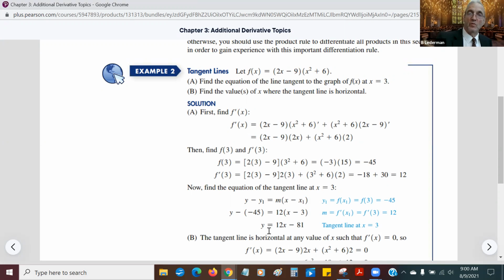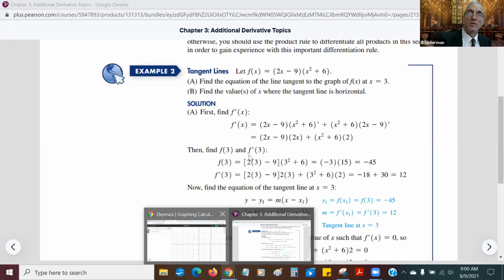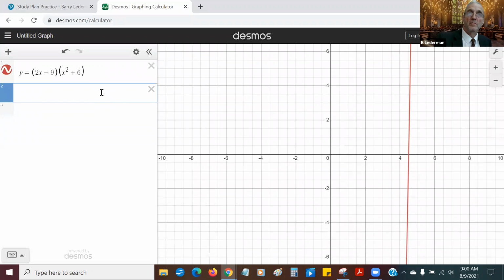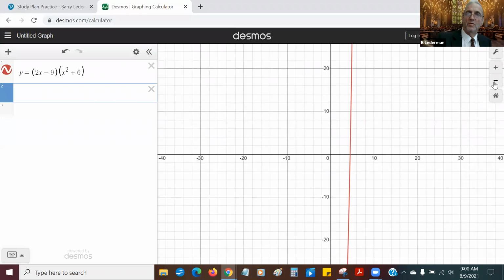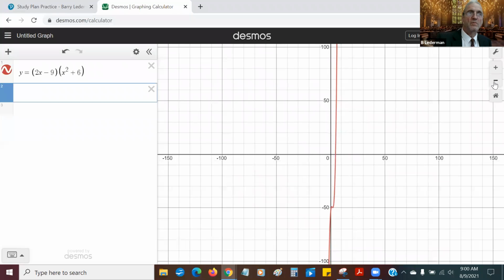And the other one is going to be y equals 12x minus 81. I'm going to make this, well, I can't even see it. It should be like a parabola. Oh, that's right. It's not a parabola. It's a third degree equation.